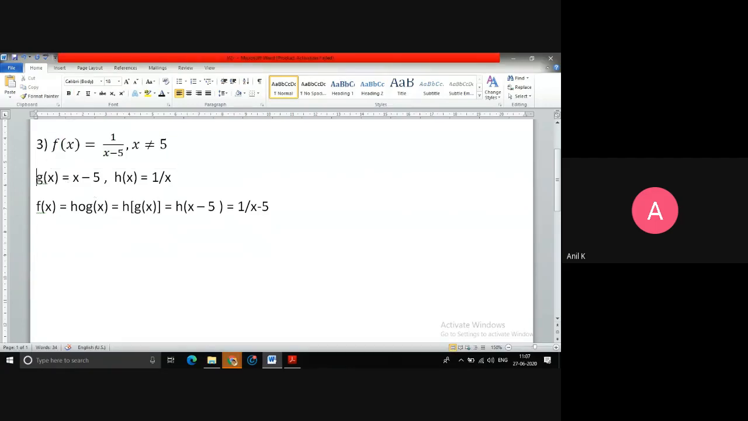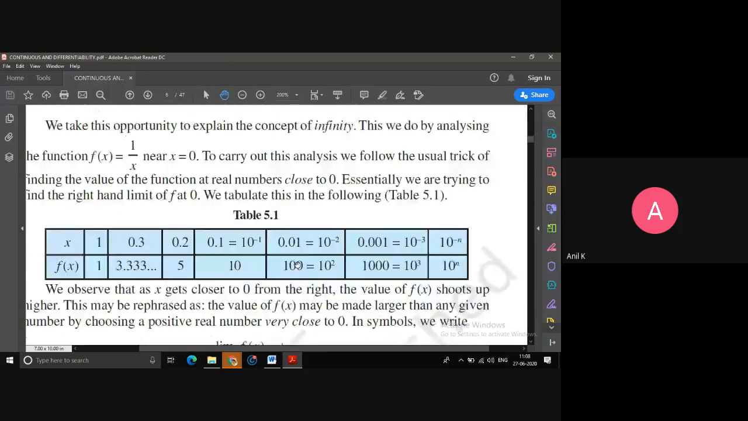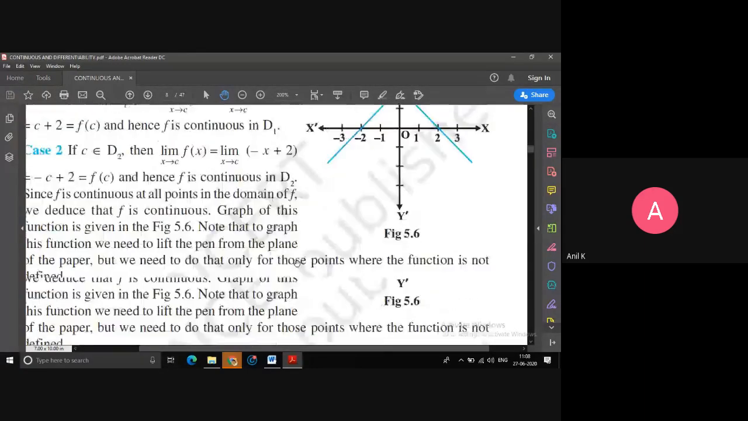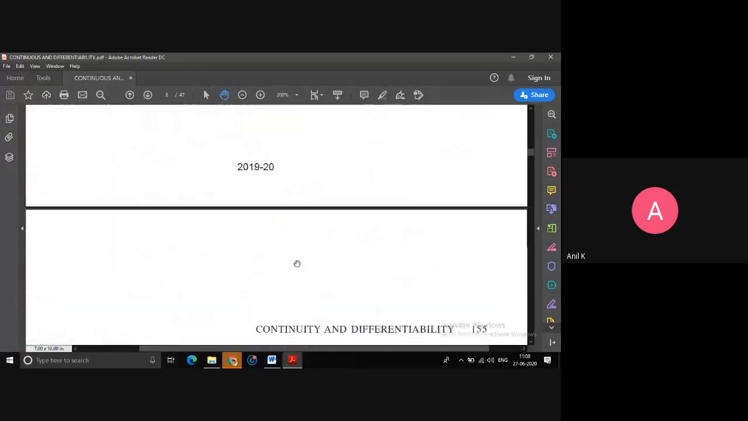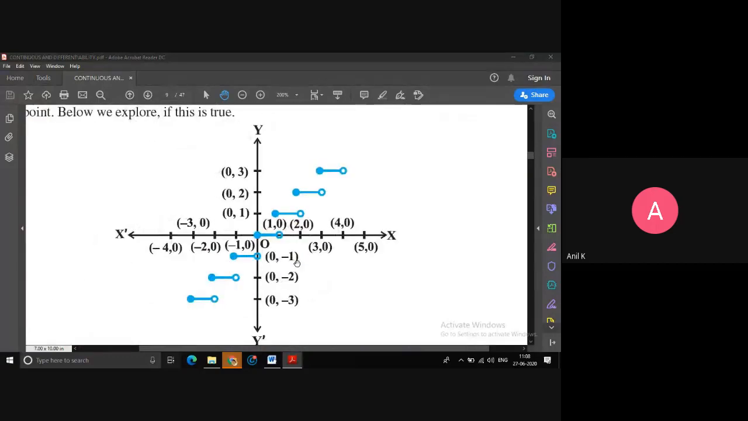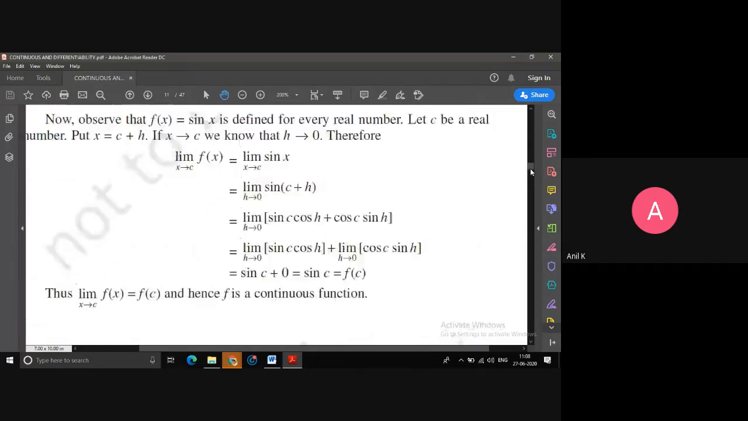So here I can say g of x is a continuous function, and h of x is also a continuous function. The composition of two continuous functions is also a continuous function. That's one of the properties we discussed here. The addition of two continuous functions is continuous. The subtraction of two continuous functions is continuous. Product, division, or composition of two continuous functions are continuous functions. So all these properties we already discussed. According to those properties, this function is going to be continuous. This way also we can solve it.